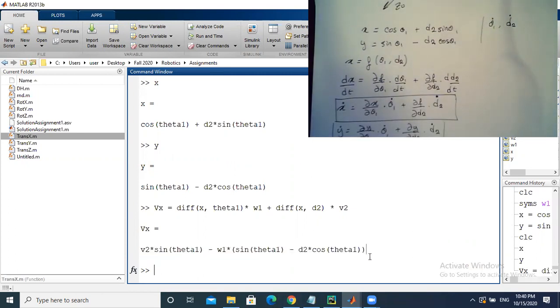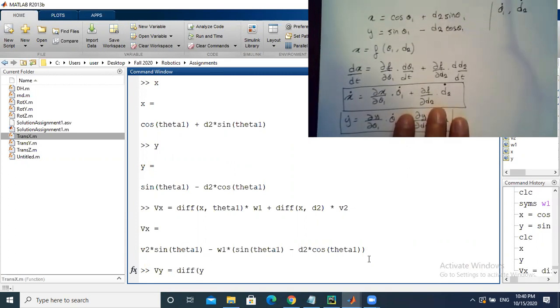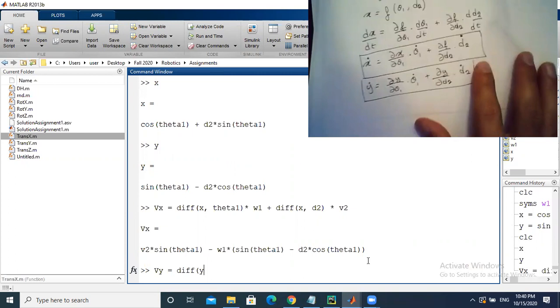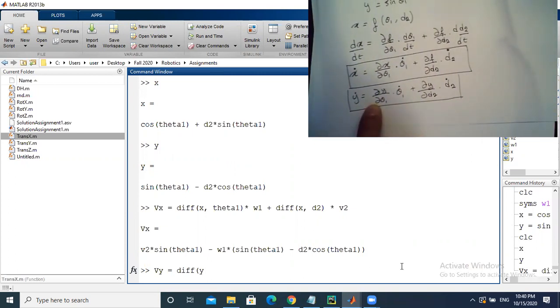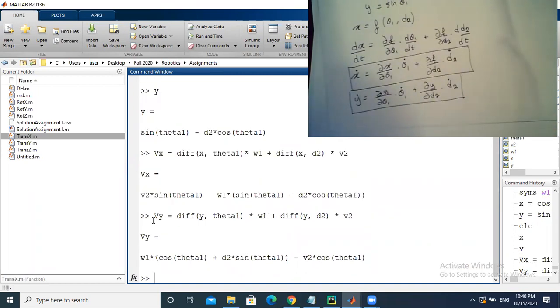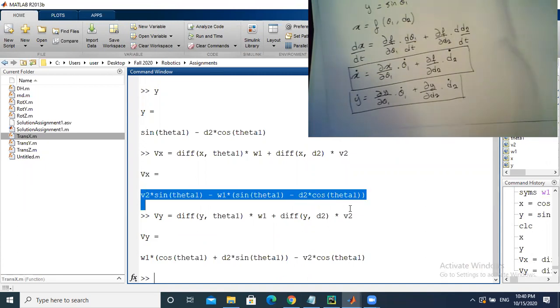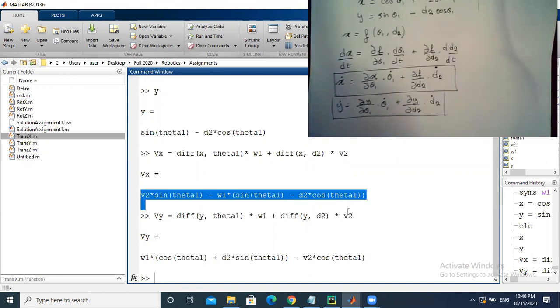Now let's look into the velocity in y direction, Vy. It's diff y with respect to theta 1 multiplied by omega 1, plus diff of y with respect to d2, multiplied by v2. So this is your velocity in x, and this is your velocity in y. Then I think you guys see why that is true. Let's do it analytically now.